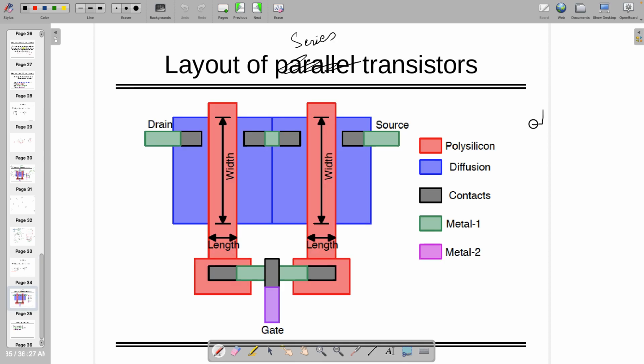If it is in series like this, so gate to gate are shorted. So look at this red color. Gate to gate are shorted by contacts and some metal lines, right? So gate outside is actually metal line directly. If you want to take it outside the chip to the pin, then you have to make more contacts.